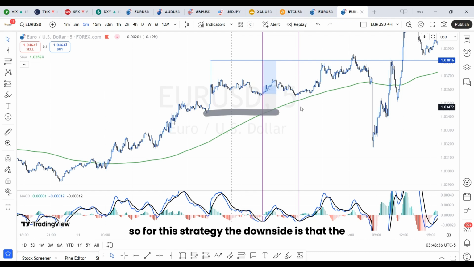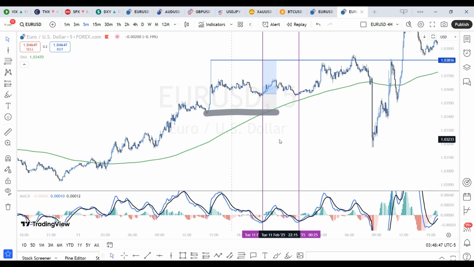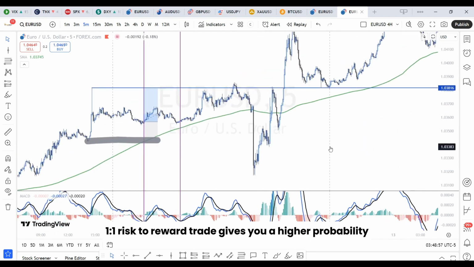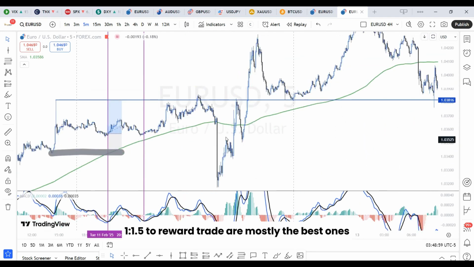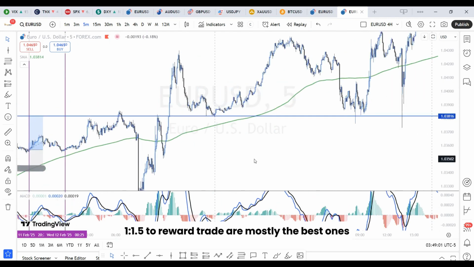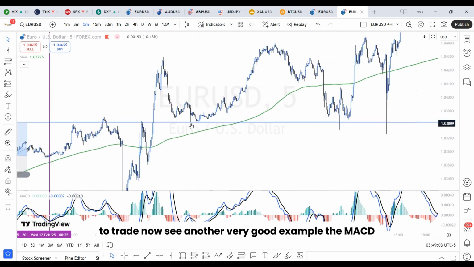to reward. So for this strategy, the downside is that the 1:5 risk to reward trades give you a higher probability of win, goes as far as 70% win rate, than a 1:2, 1:3 risk to reward trade. And even a 1:1 risk to reward trade gives you a higher probability, but the 1:5 risk to reward trades are mostly the best ones to trade. Now see another very good example.